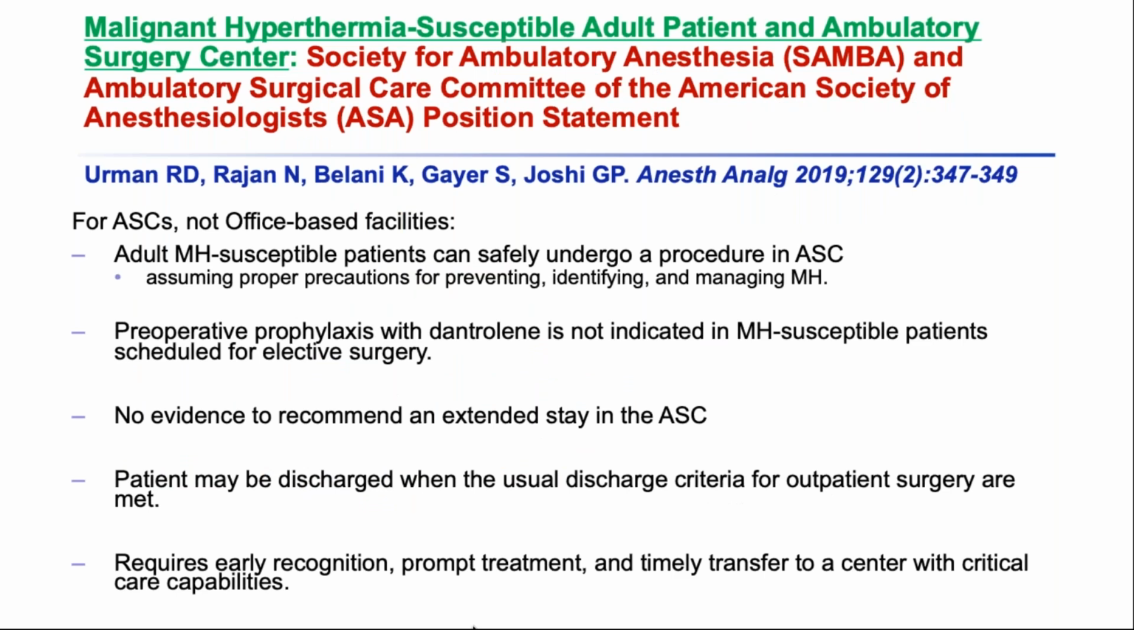This is another SAMBA statement that was published this year in Anesthesia & Analgesia, in which I was involved. And the question, again talking about patient selection, was if the patient is MH susceptible, a malignant hyperthermia susceptible adult patient, is it okay to operate on these patients in the ambulatory surgery center? Now, not office-based setting. And our conclusion was that there's no evidence to recommend an extended stay in the ambulatory setting, and the patient may be discharged when the usual discharge criteria for outpatient surgery are met.